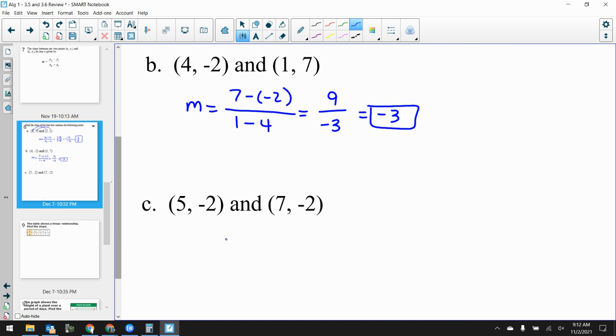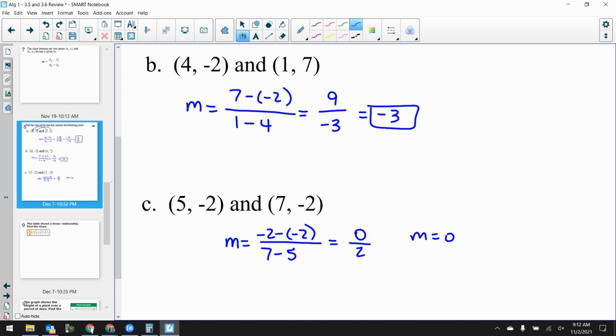Hold on. Let me show it. Negative 2 minus a negative 2 over 7 minus 5, right? Negative 2 minus a negative 2 is a 0. 7 minus 5 is a 2. What happens when we have a 0 in the numerator? What is 0 divided by 2? 0. Slope is 0. What would have given us an undefined slope? Where would the 0 be? On the bottom. That would be a vertical line.